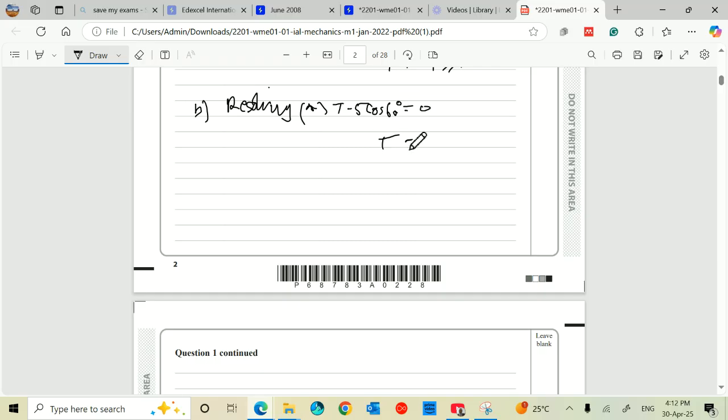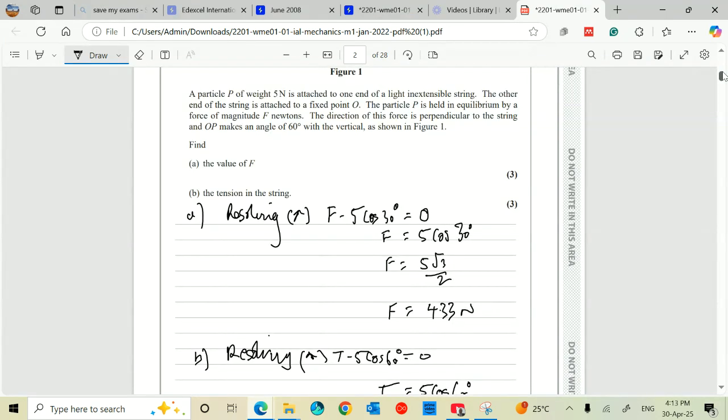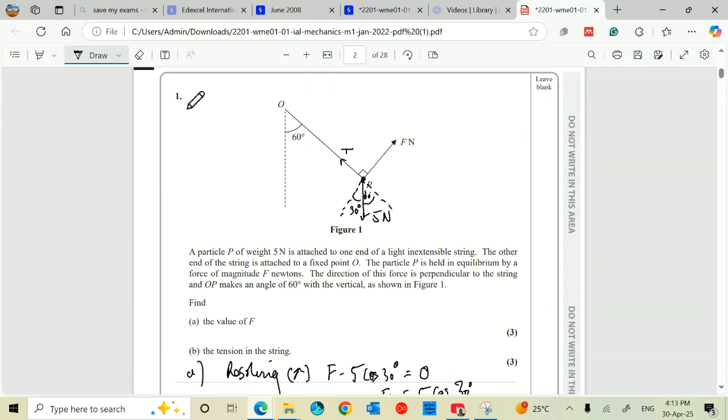So T is equal to 5 cos 60 degrees. So T will be equal to 5 times a half, because the cos 60 is a half, and T will be equal to 5 over 2 newtons. And that's it for 6 marks. There you go.